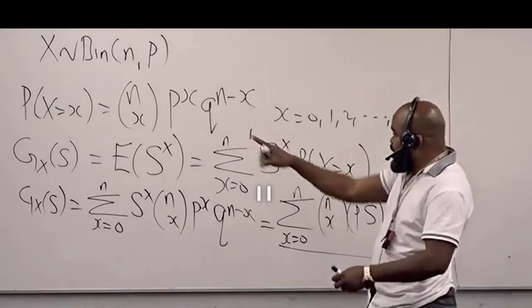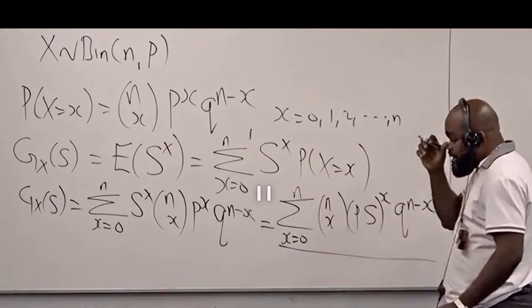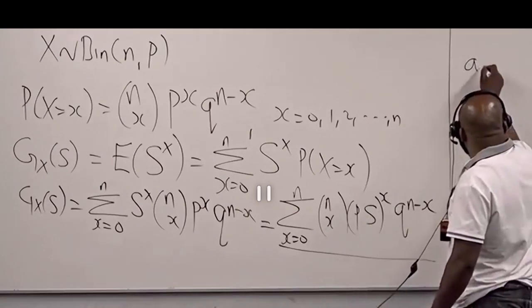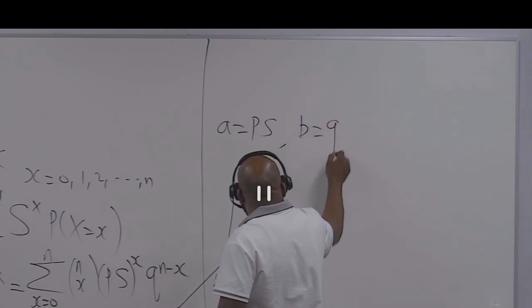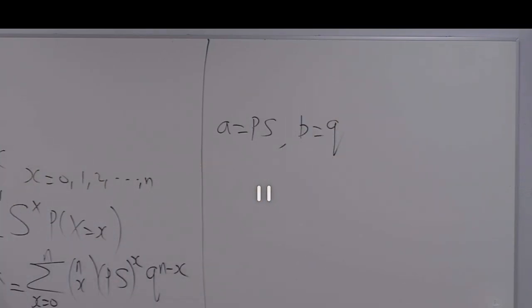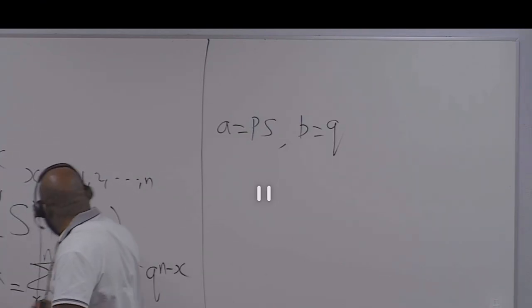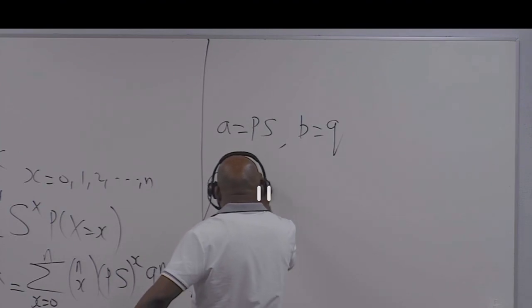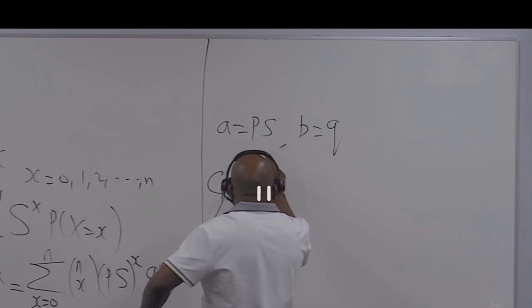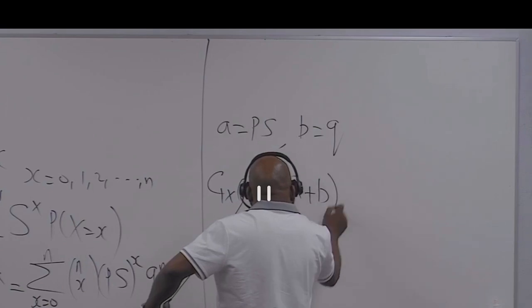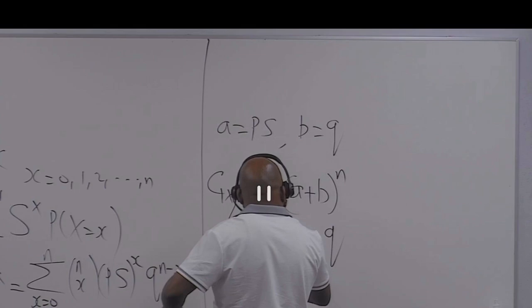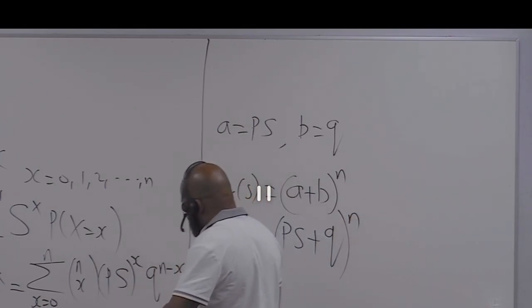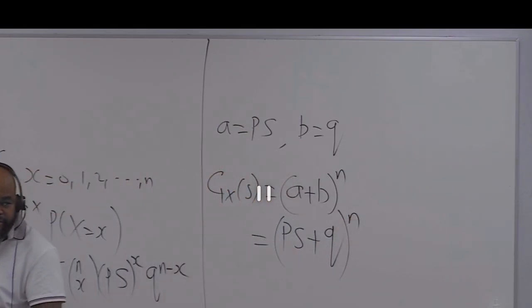So if you compare that with that, a is going to be px, b is going to be q. And we're told that when you have something like this, it is (a + b) raised to power n. So because of that, I'm going to say G of x is, using (a + b) raised to power n, (px + q) raised to power n.